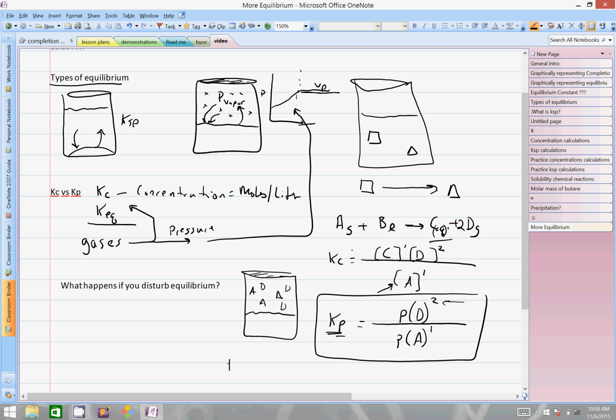Keep in mind, PV equals nRT. If we put just the moles in of D, we get the partial pressure of just D.